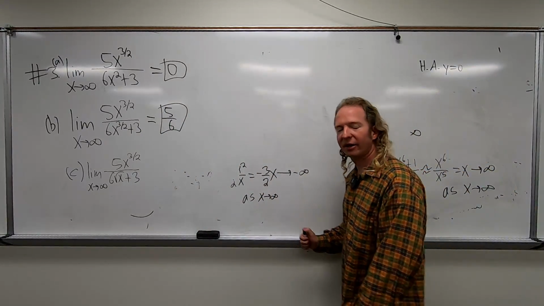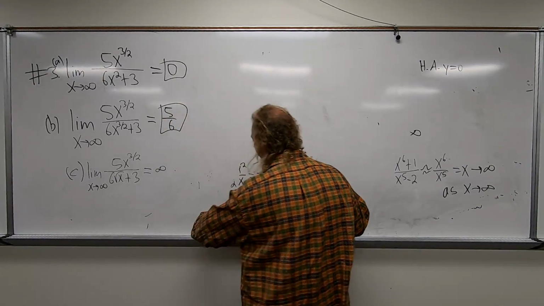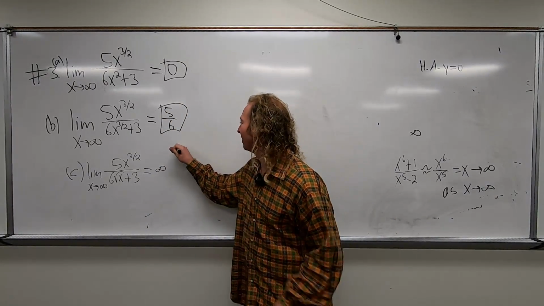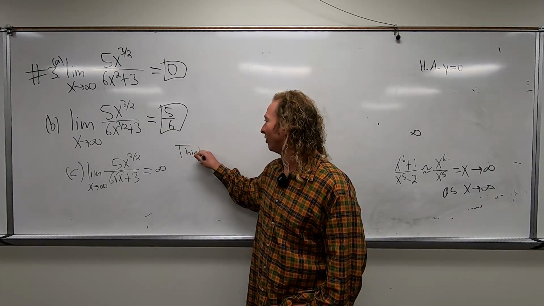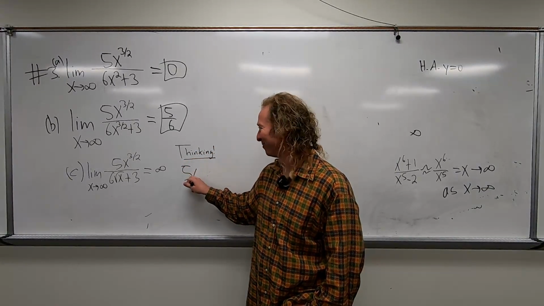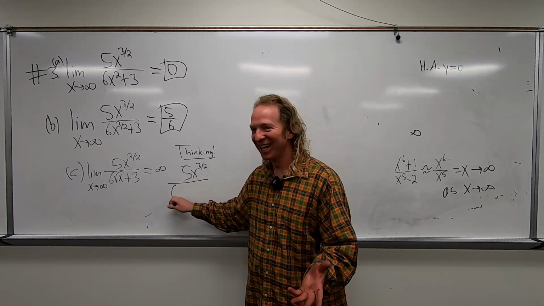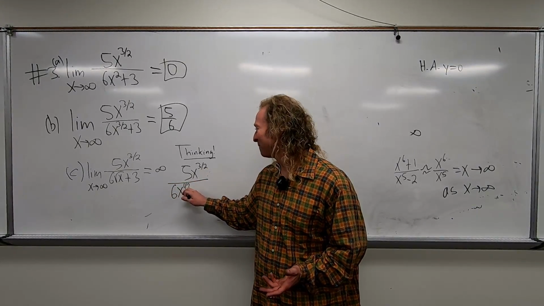Positive infinity, yeah, good. Positive infinity, because it's bigger up top, and you can do the thinking thing. I like writing "thinking" now on the board. It's kind of fun. So 5x to the 3 halves, and then you write 6x to the 1 half plus 3.